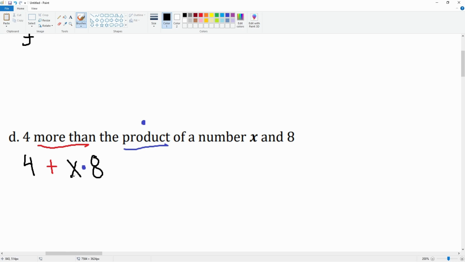Okay, but x times 8 can just be written as this, 8x. You can just write it as 8x. So that's how it would look. 4 more than the product of a number x and 8. There you go.